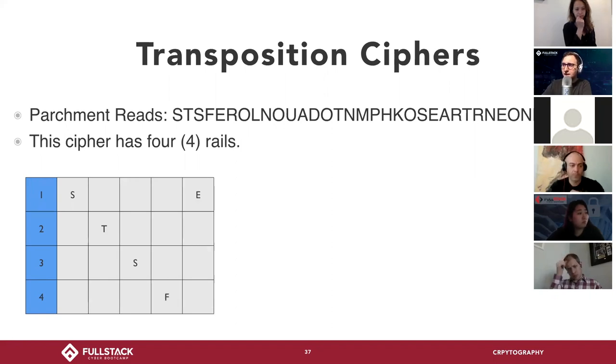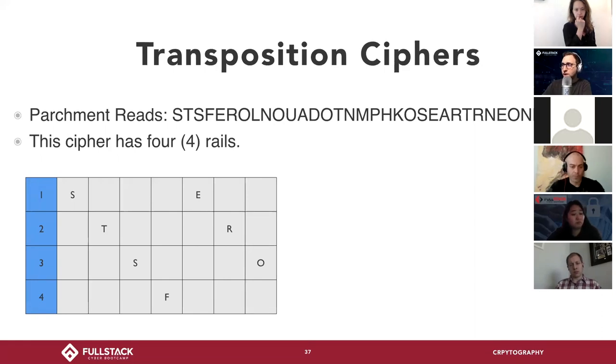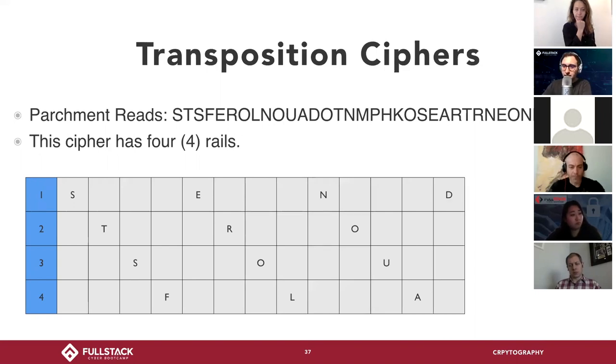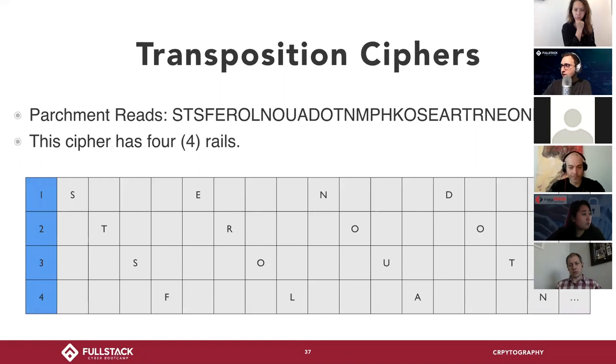And then we have E, then R, then O, then L, right? We can keep going with this process until finally we get that message that we saw on the previous screen, which was like send troops or something like that. So send, et cetera. Pretty cool, right? So this is an early form of cryptography right here, transpositional ciphers.